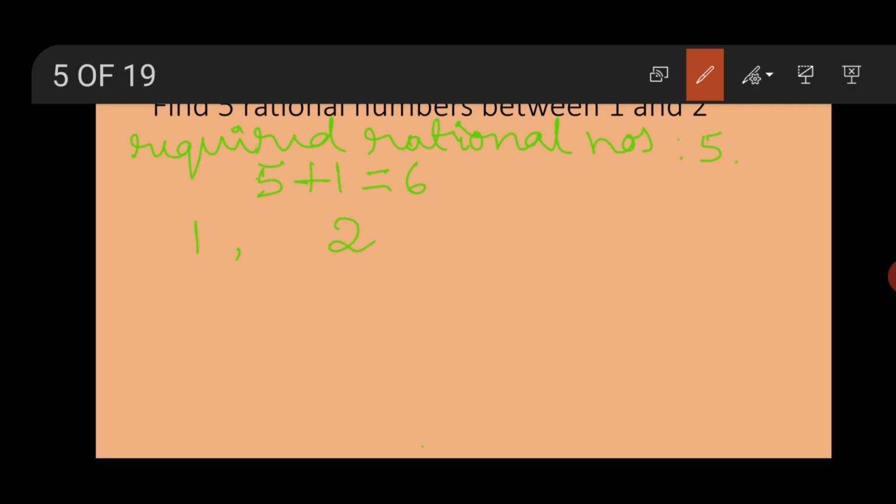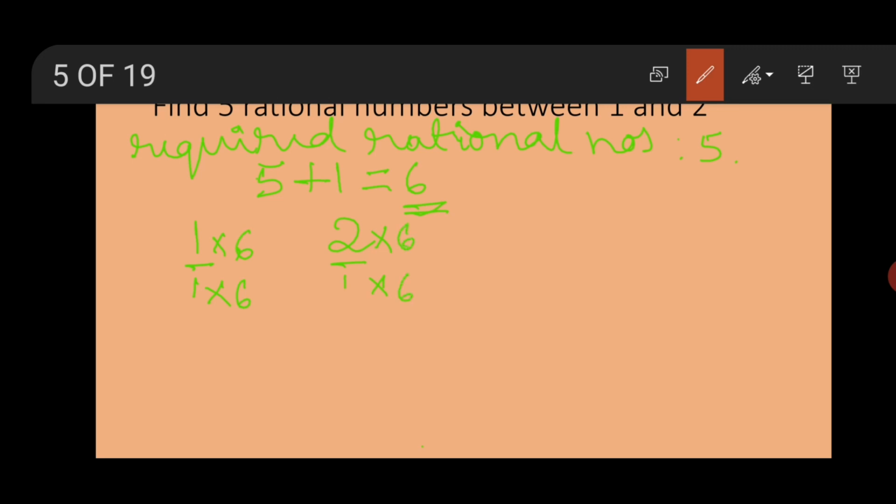We know this is very important. Remember, there are infinitely many rational numbers between any two given rational numbers or integers, right? So first write the given numbers in the form of P by Q. We can write 1 as 1 by 1 and 2 as 2 by 1. Now multiply this P by Q form of the numbers with the number 6.